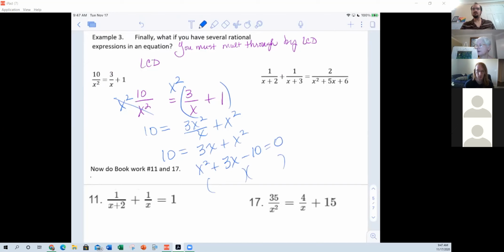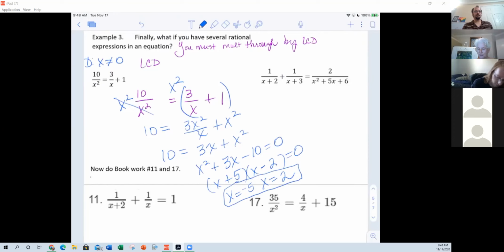I need two numbers that multiply to negative 10 and at the same time add back to 3, and that would be plus 5 and minus 2. And then I set those factors equal to 0 and I get x equals negative 5 or x equals 2. Now the only restriction in this problem is the domain is x cannot equal 0. So both of these, if they check, will be fine.